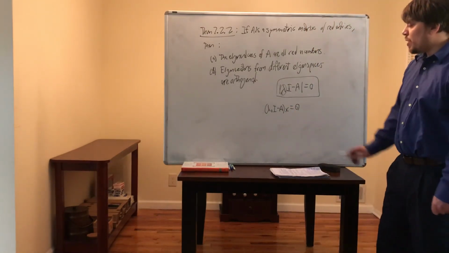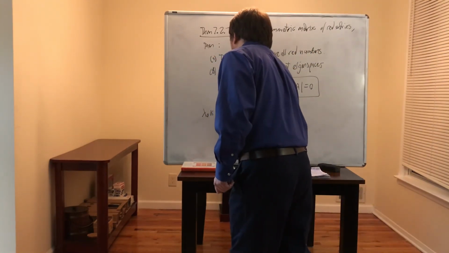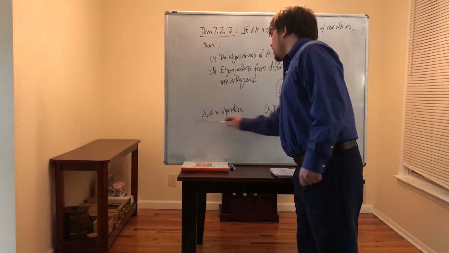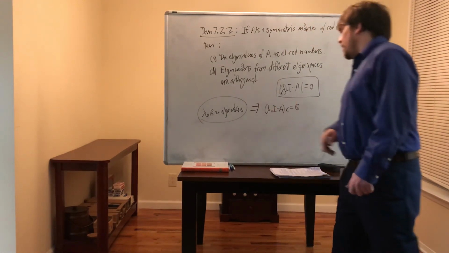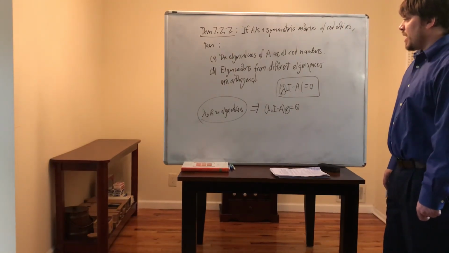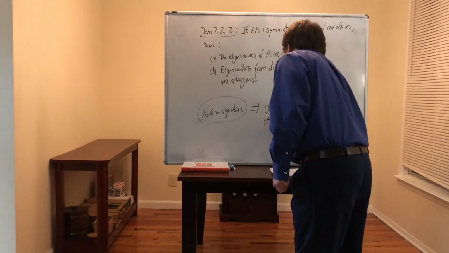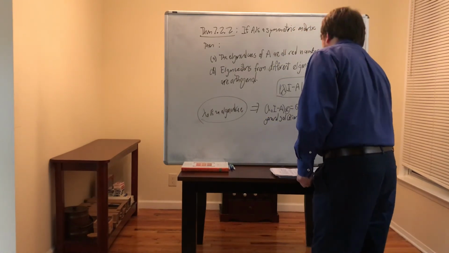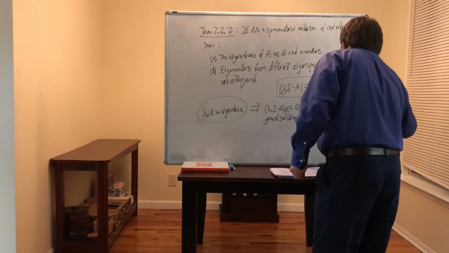Okay, so the assumption is that lambda naught is an eigenvalue. And so if lambda naught is an eigenvalue, then the general solution to that equation, the set of all x values that satisfy that equation, right, that's the eigenspace corresponding to lambda naught. Right, so the general solution of that equation is the eigenspace corresponding to lambda naught.